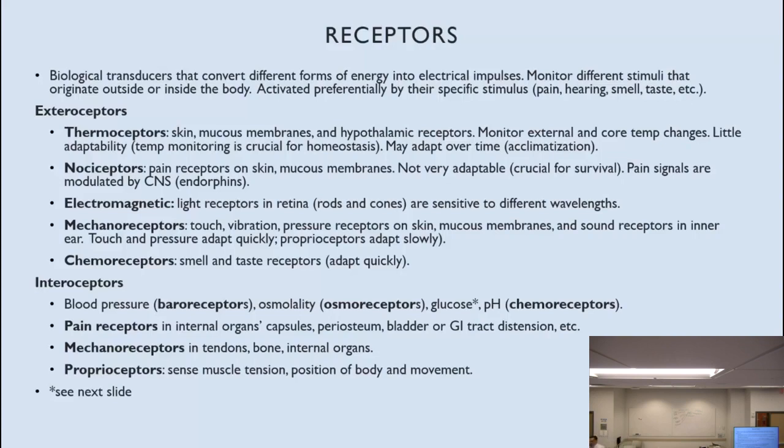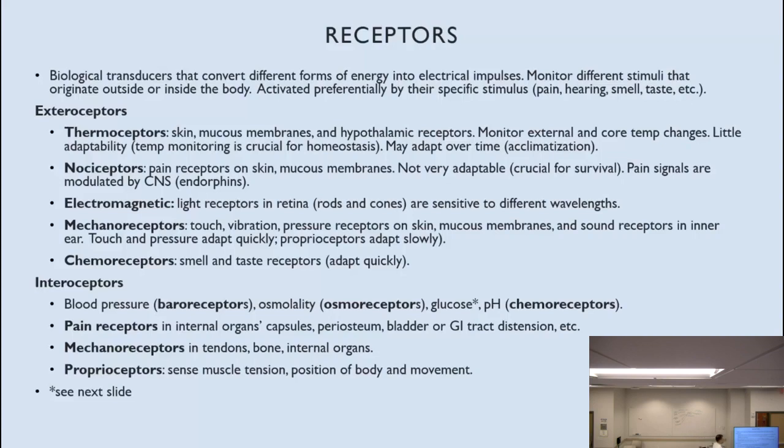So thermoreceptors, for example, we have several types. We have the ones on the skin that monitor external temperature. These are not monitoring the temperature of the body, but the temperature of the room. And then we have the hypothalamic receptors that measure the internal temperature, the blood and cerebrospinal fluid temperature.